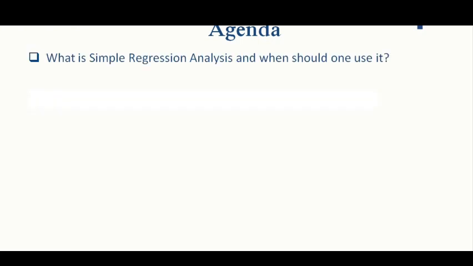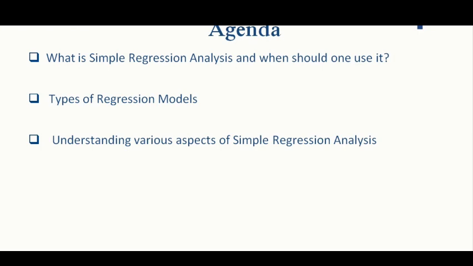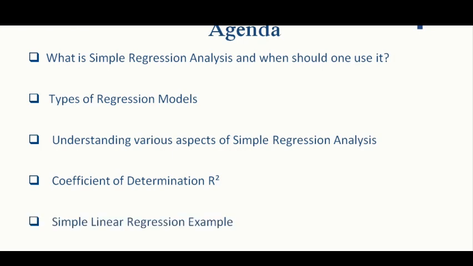So, first we will consider only two-variable data, that is bivariate data, with one variable as the dependent variable and the other as the independent variable. So, in today's session, the agenda is to understand simple regression analysis and when we should use it, the types of regression models, and various aspects of simple regression analysis, which we often call binary regression also, and a statistical measure known as the coefficient of determination, which gives us an idea about the strength of the linear relationship between the two variables, followed by an example.